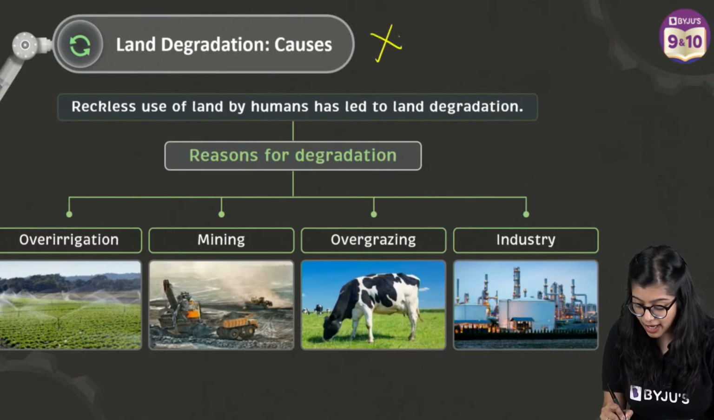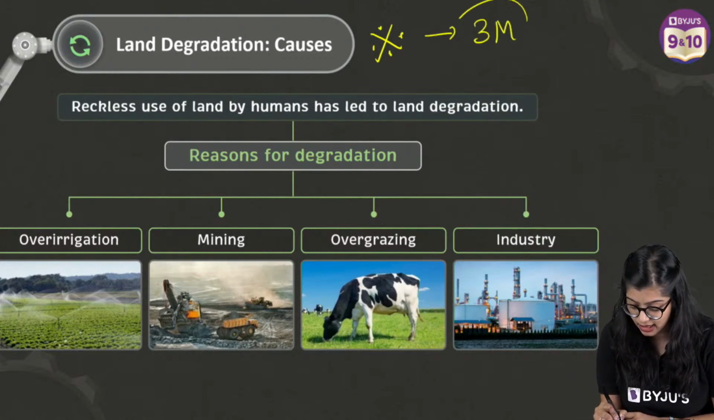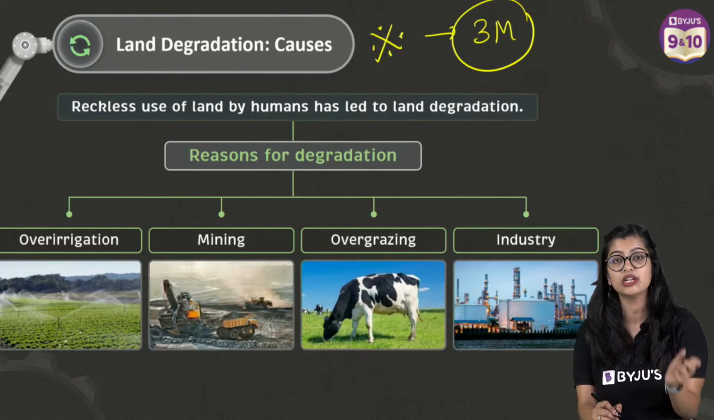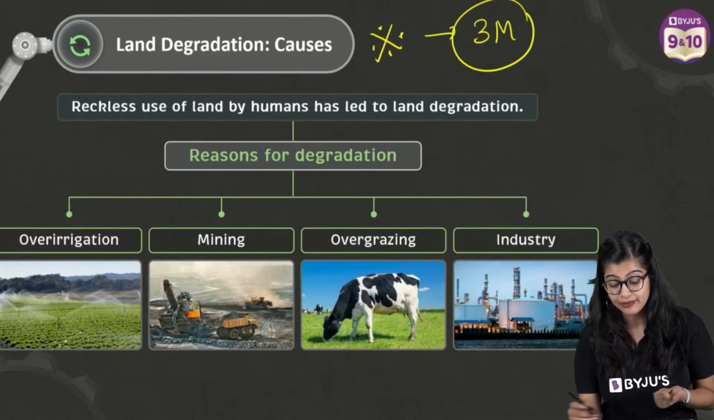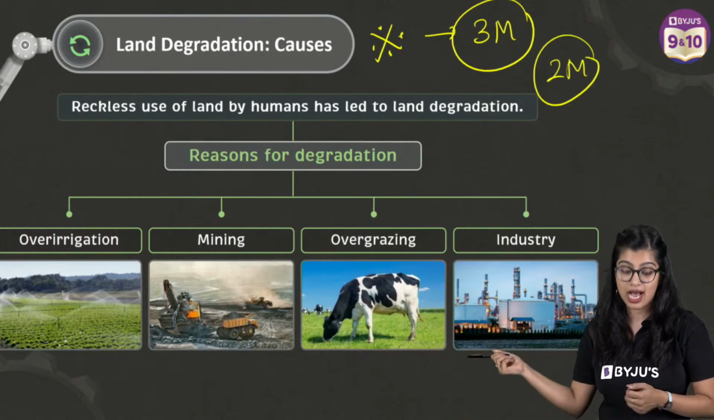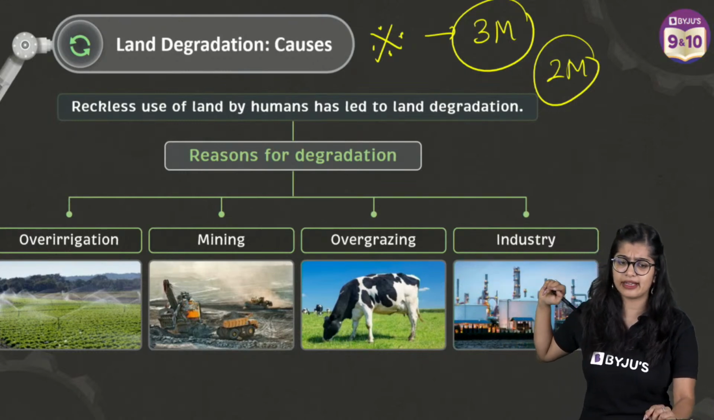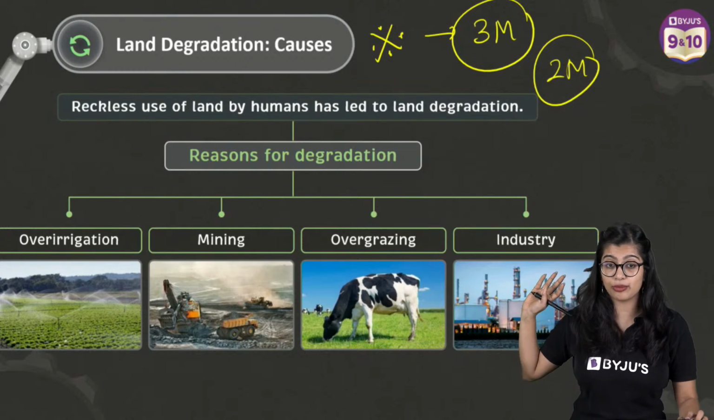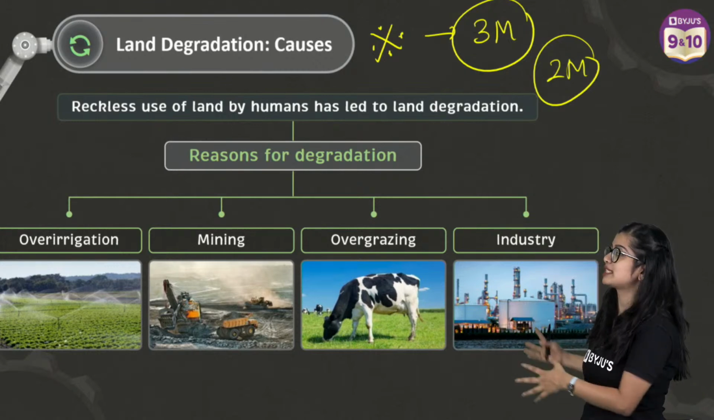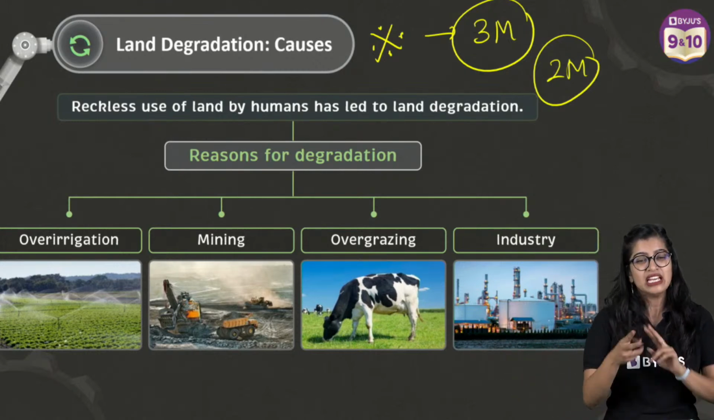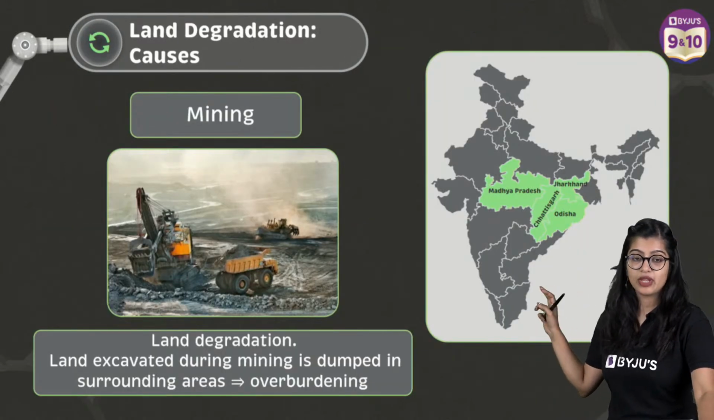Everybody put a star mark in your textbook next to this, because this is a 3-mark question which can come in your examination, where they can ask you to list down the causes that have led to land degradation. Or they can ask a 2-mark question about how mining contributes to land degradation, how over-irrigation contributes to land degradation, where over-irrigation happens, or in which states mining contributes to land degradation. So this is very, very important.